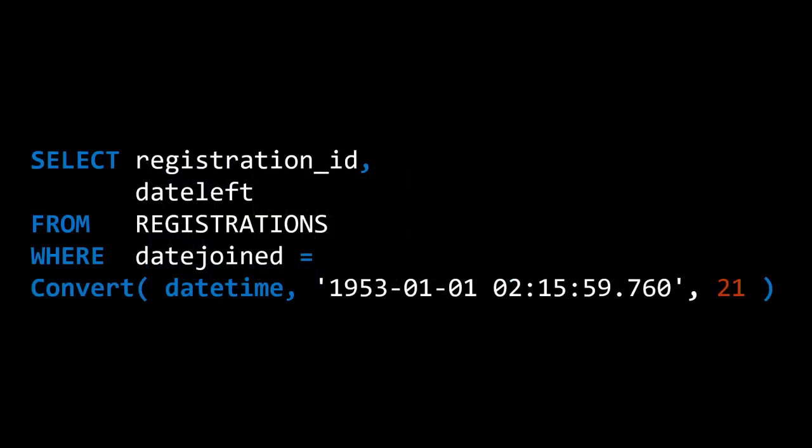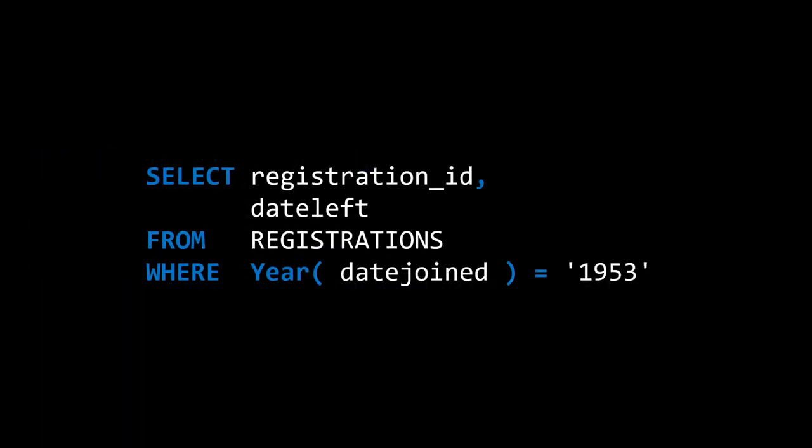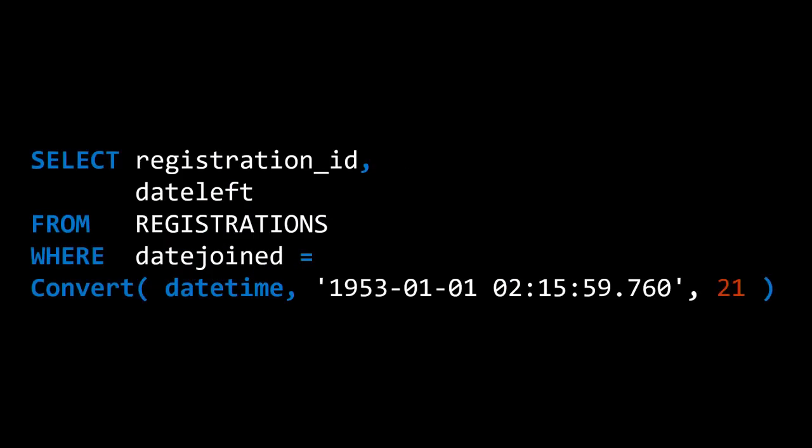I'm doing kind of the same thing. I'm converting my date time, and I'm specifying 1953. I'm slightly more specific in this case, but the gist is the same. But the key here is I'm doing where date joined equals. I'm not doing where year of date joined equals. It's a whole different kettle of fish.